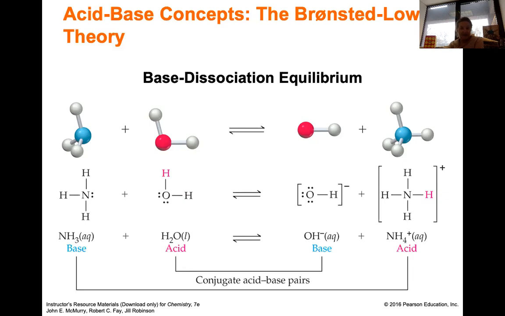So the bottom of the slide shows you the same thing. You can have a weak base reacting with water, but now water will act as an acid, and the conjugate base of water will be OH minus, and the conjugate acid of this weak base will be the ammonium cation.